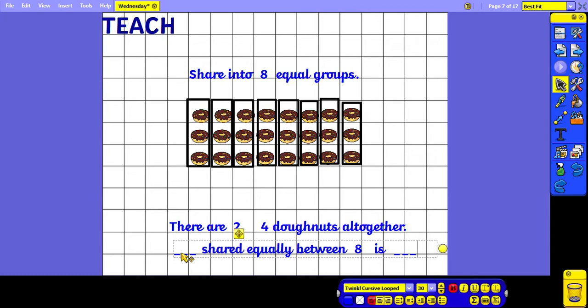So 24 shared equally between 8 is, so how many have I got in one group? 1, 2, 3.